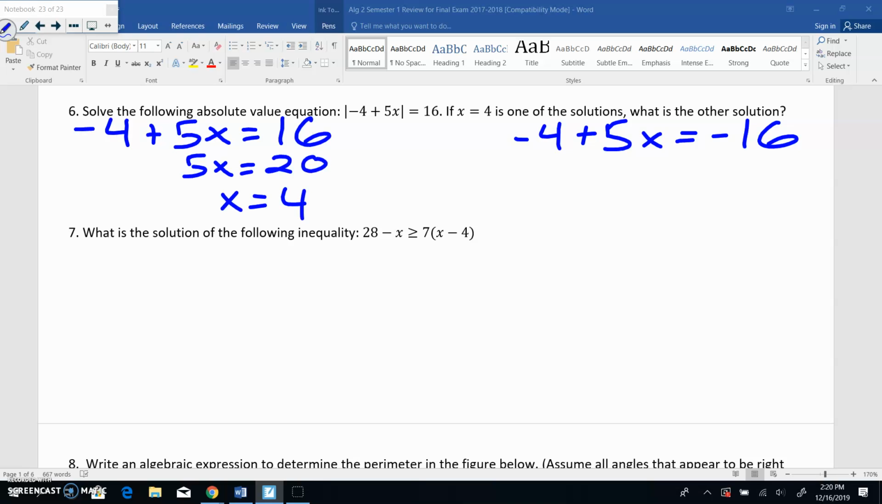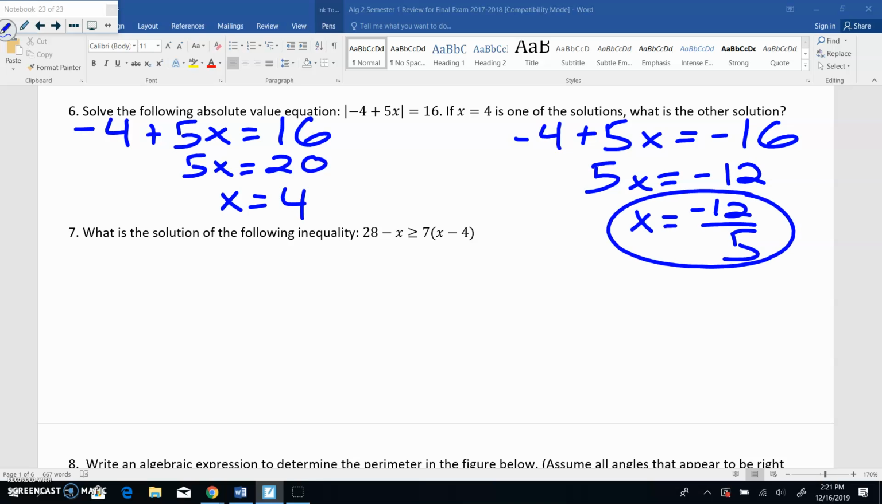Okay? Now, problem is that's what the answer they already gave me. So that's not the one I want, which means I need the negative version. So if I do the negative version really quick, I'm going to add 4. I have 5x is equal to negative 12. And then I'm going to divide by 5 to get negative 12 over 5, which is my answer.